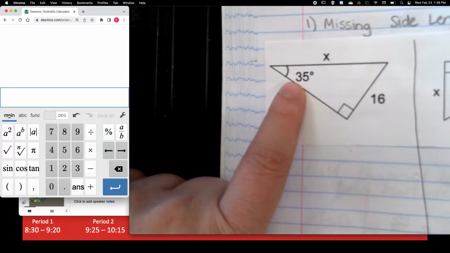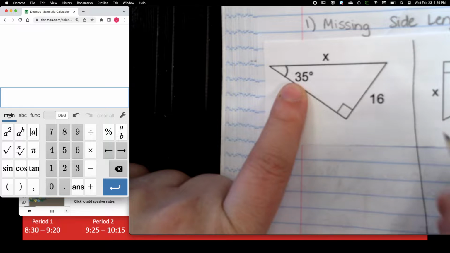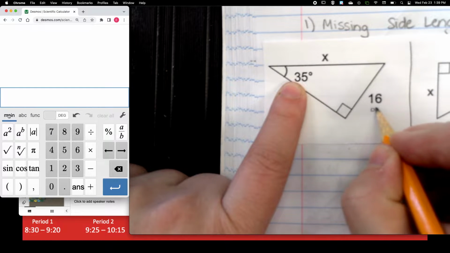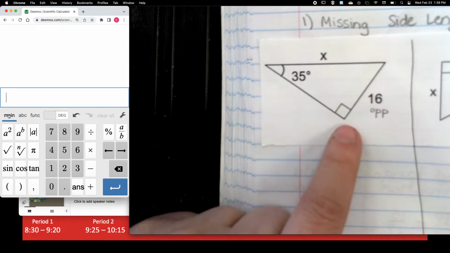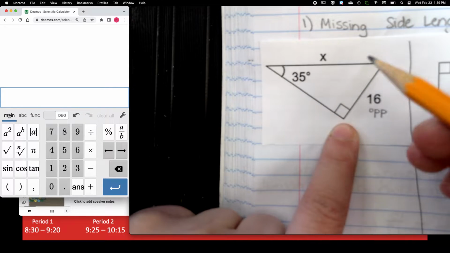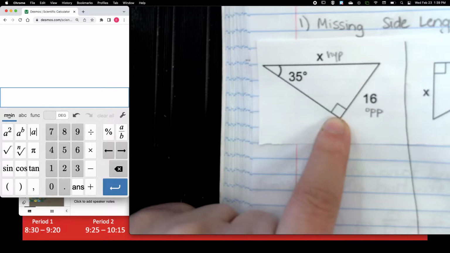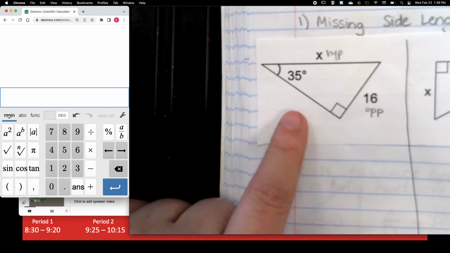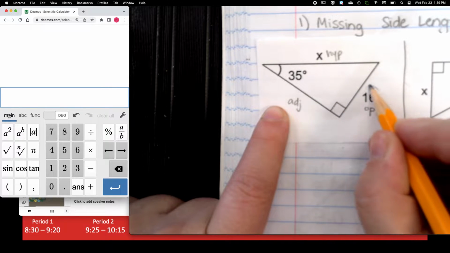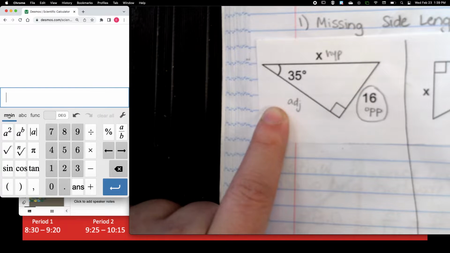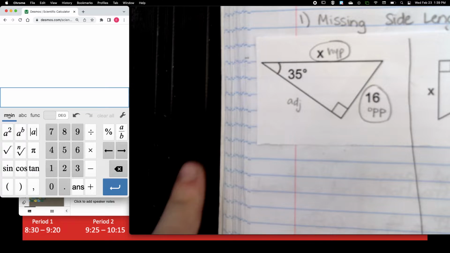Okay, so what side is opposite of 35 degrees? Opposite is 16, yep. Hypotenuse, I look at my 90-degree angle, and I go across from 90 degrees. So here's my hypotenuse, which means my leftover side is adjacent. So the ones I have: opposite is 16, and I'm looking at this hypotenuse of x. So I have O and H.